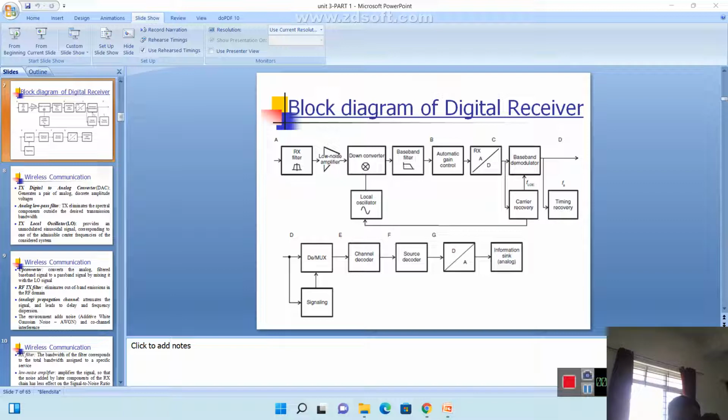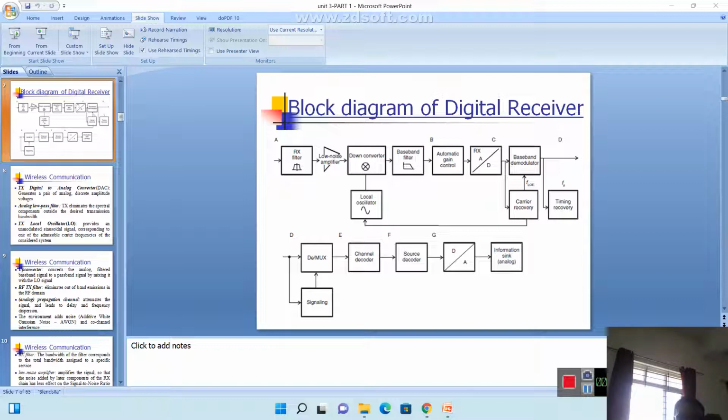We will discuss block by block next: low noise amplifier, down converter, band pass filter, automatic gain controller, A to D converter, then band pass demodulator. The block diagram works under two categories: modulation and demodulation. Modulation is the normal, straightforward process, and demodulation is the reverse, the opposite process of modulation.